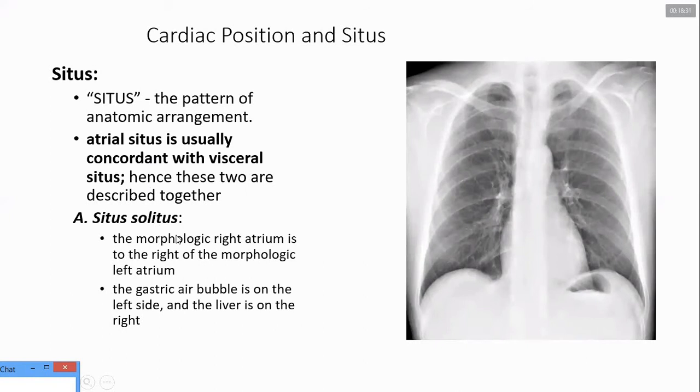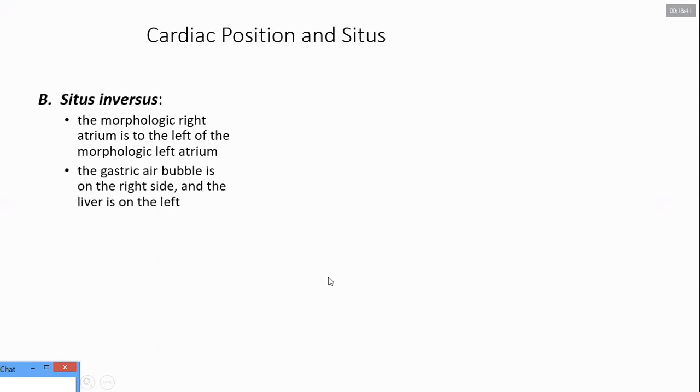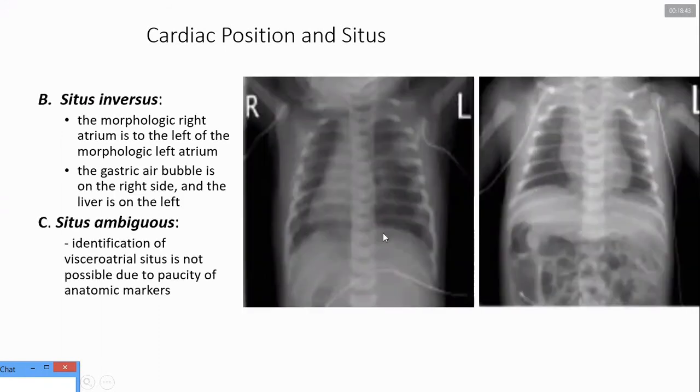Then situs solitus. Situs solitus is when the right chambers of the heart are toward the right side and the left chambers of the heart are toward the left side. This is normal. Now situs inversus. Situs inversus occurs when the right chambers of the heart are towards the left side, and the left chambers of the heart are towards the right side. So this is situs inversus.